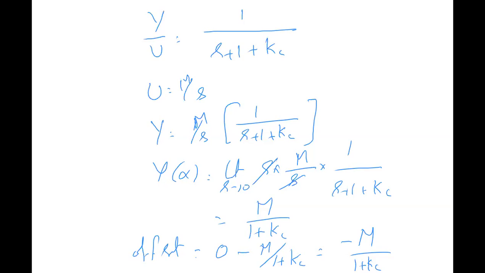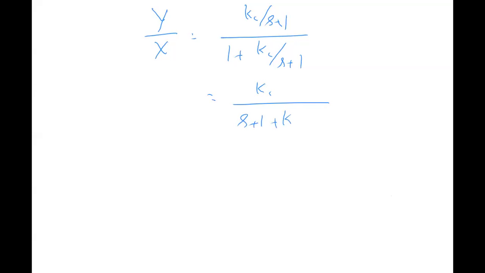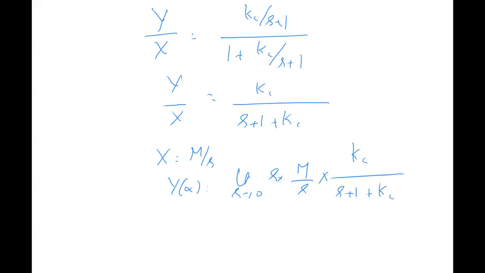So now what is the next one? Y by X. Y by X is Kc by s plus 1, divided by 1 plus Kc by s plus 1, so Kc by s plus 1 plus Kc, which is Y by X. Now what is X? M by s. Now what is Y of infinity? Limit s tends to 0, s into M by s into Kc by s plus 1 plus Kc. The s will cancel, so this is M Kc divided by 1 plus Kc.